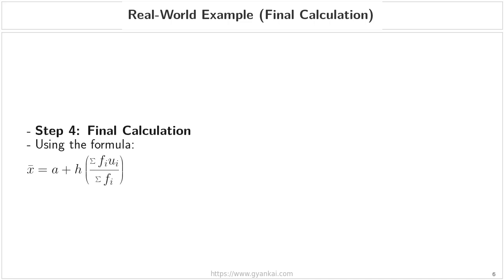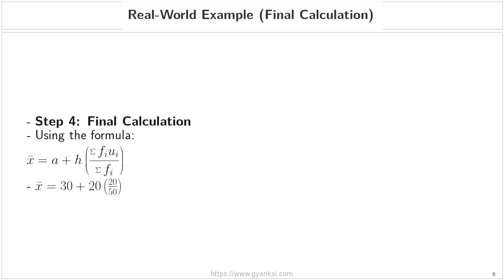Real-world example, final calculation. Now that we have completed our calculation table on the previous slide, we have all the necessary components to perform our final step, the final calculation. Let's start by bringing back the formula we discussed earlier in the lesson. To find the mean, x bar, we take our assumed mean, and add it to the product of the class size, h, and the ratio of the sum of f sub i times u sub i over the sum of f sub i.